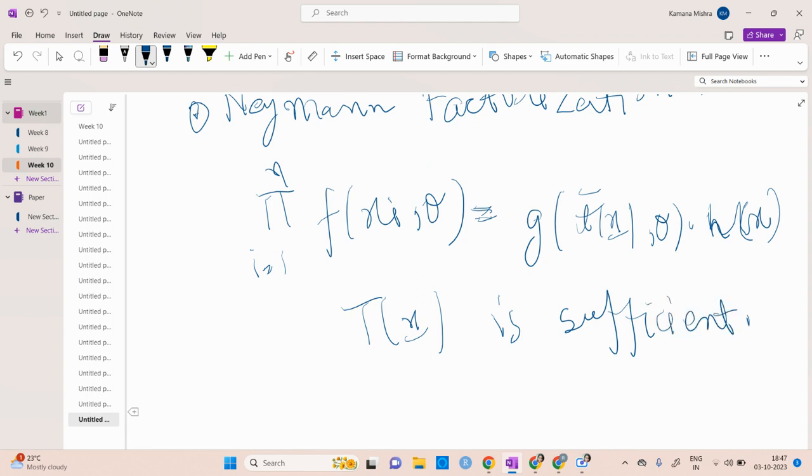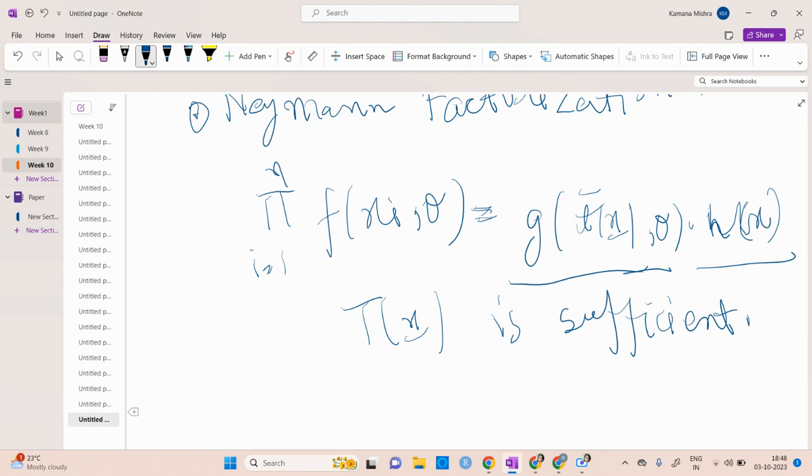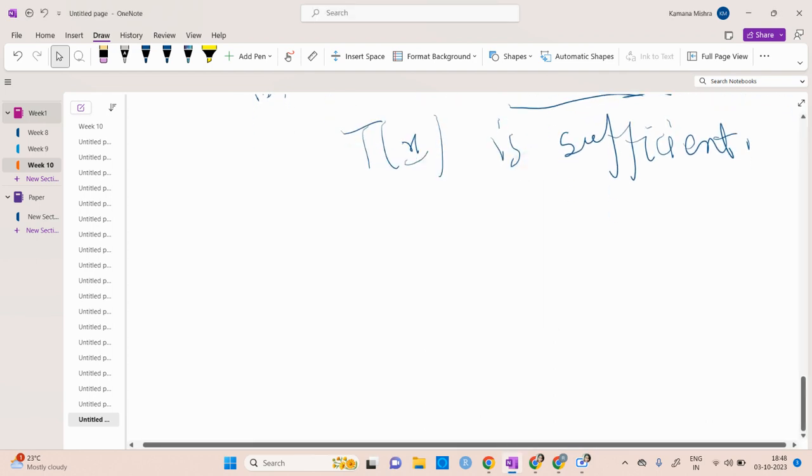What it means is that if we have the likelihood function in terms of two functions, where one function is dependent on theta, that's no problem, but there is another function which is independent of theta, then we can directly say from there that T(x bar) is sufficient. This is another way to find whether it is following the property of sufficiency or not.